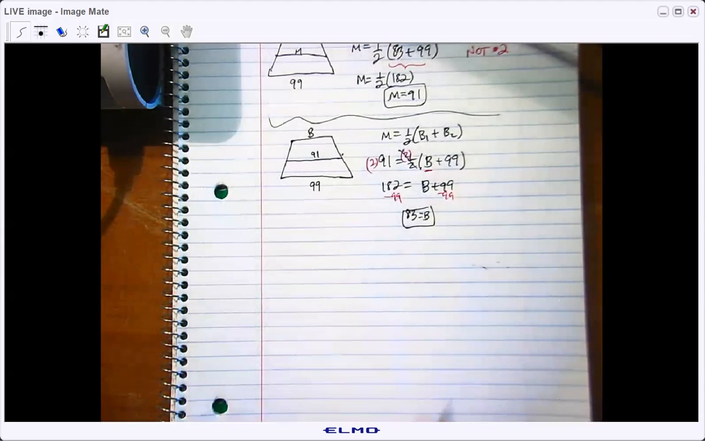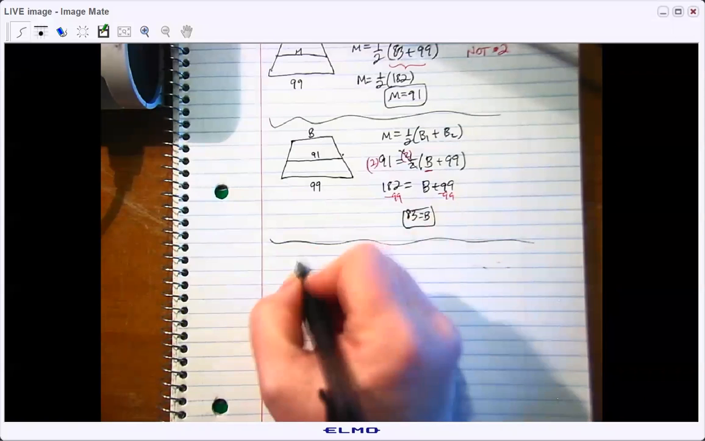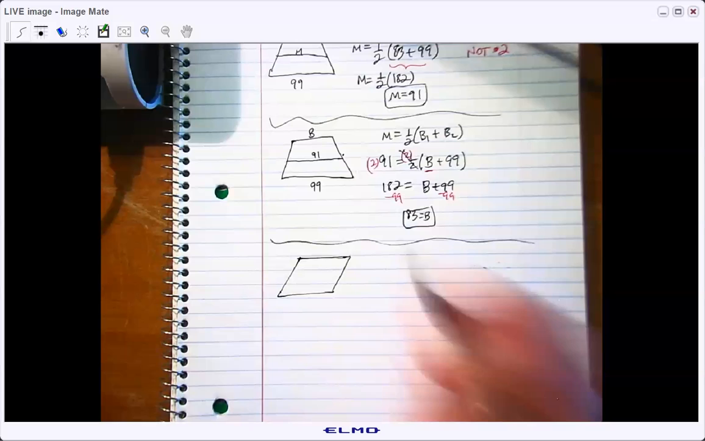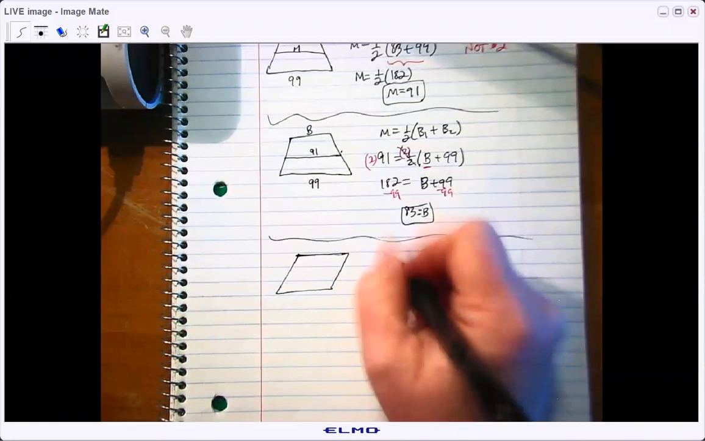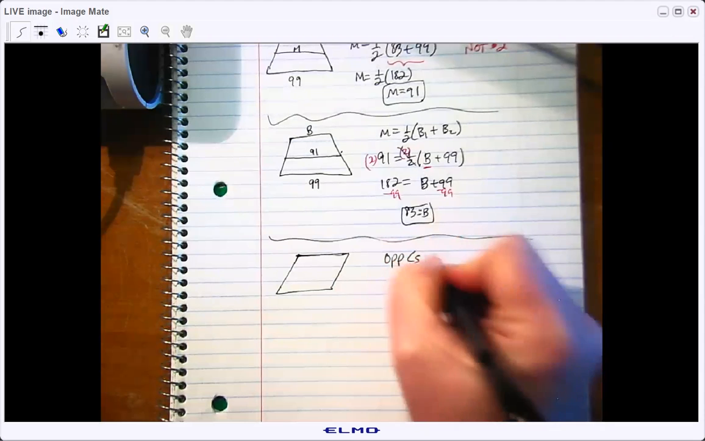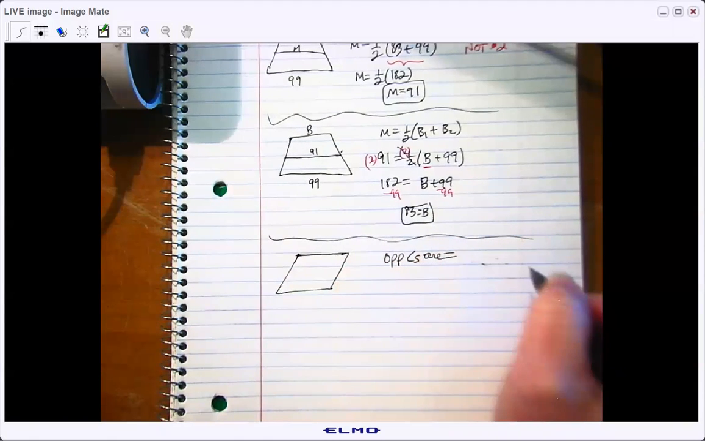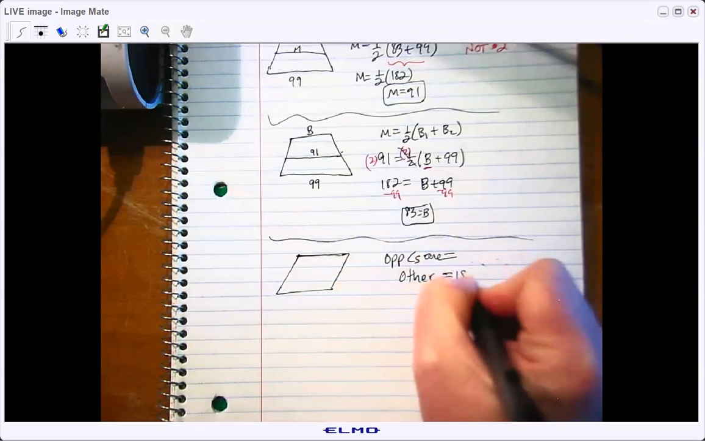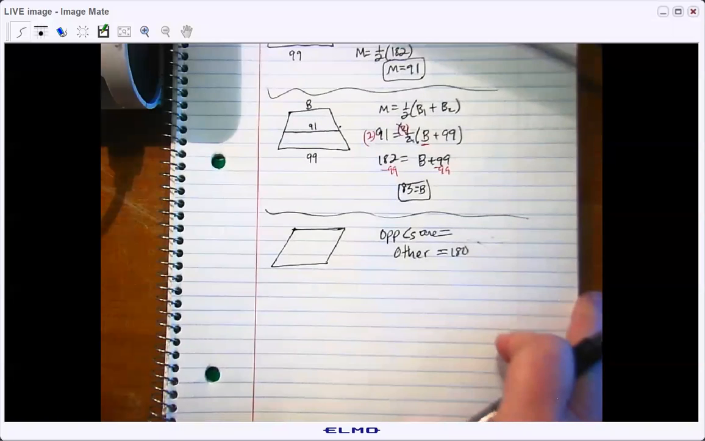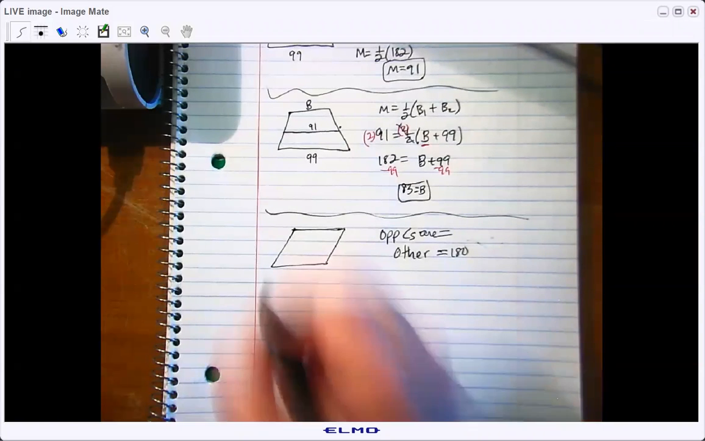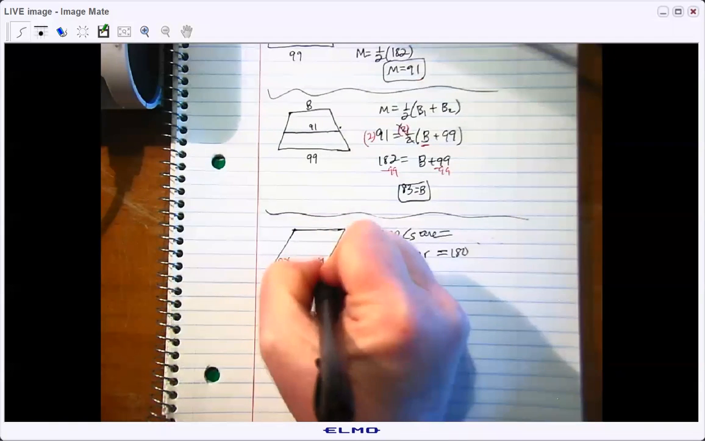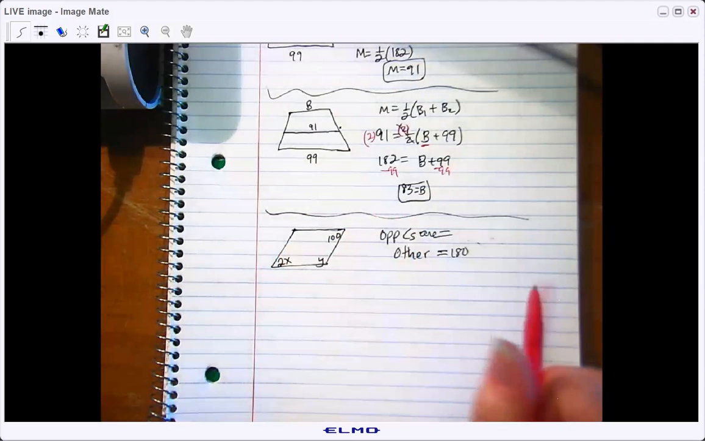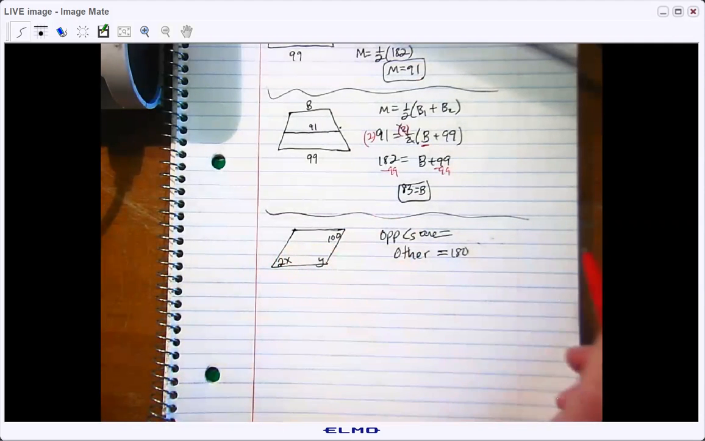Let's talk about parallelograms and angles. So we know that opposite angles are equal and the other angles equal 180. So if I'm looking for X, is that opposite from 100 or is it an other?